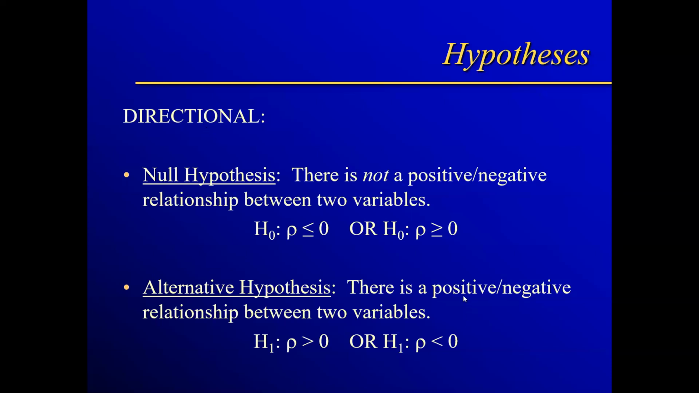We think there is either a positive or a negative relationship between whatever our two variables are. And then the flip of that for the null directional, there is not a positive or negative relationship between our two variables. Simple, you can apply that directional and non-directional null and alternative hypothesis to correlations, just like with any other statistical test.